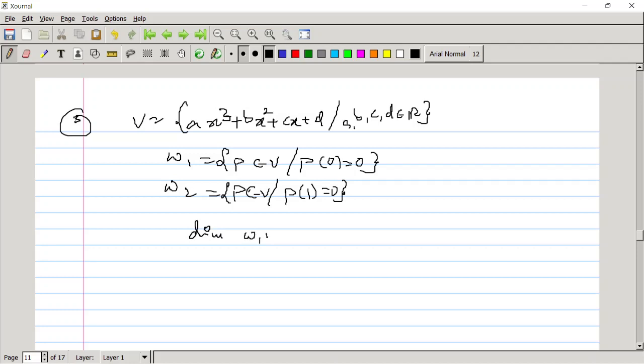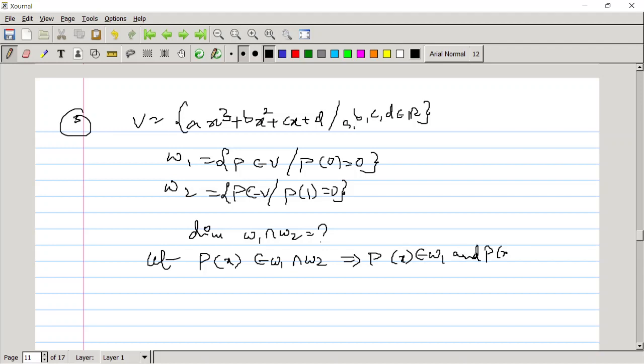W1 intersection W2. So let me write that. Let p of x belong to W1 intersection W2. That means p of x has to be in W1 and p of x has to belong to W2 also. What is asked here is the dimension of the polynomials p of x whenever p of x belongs to W1 intersection W2.